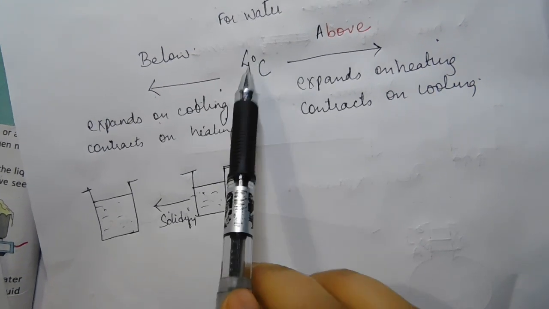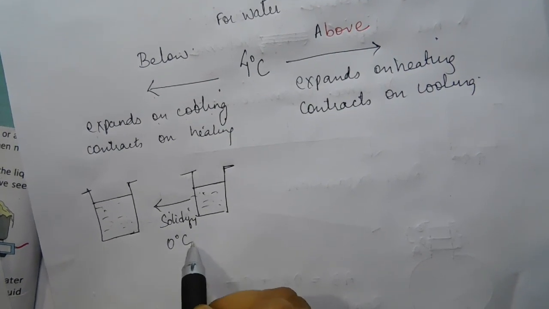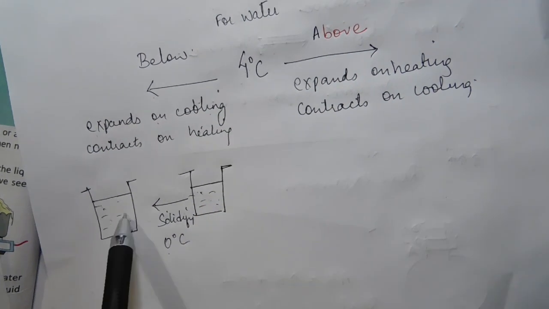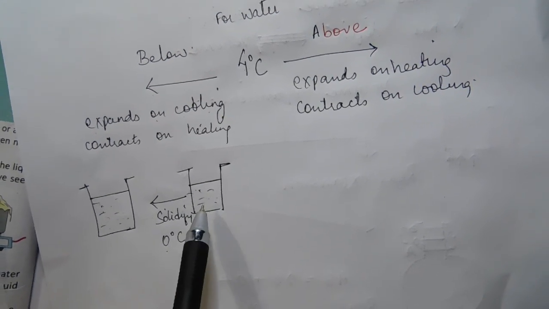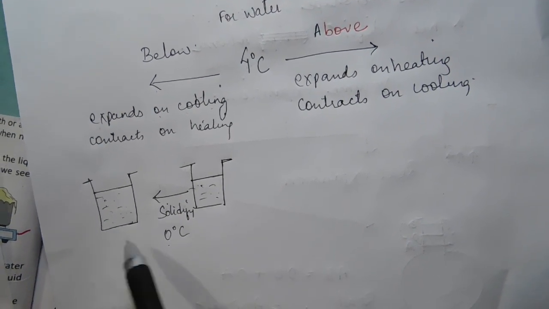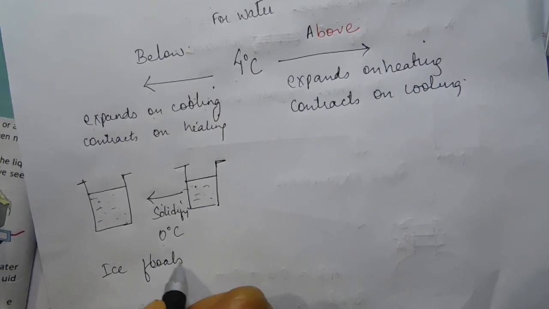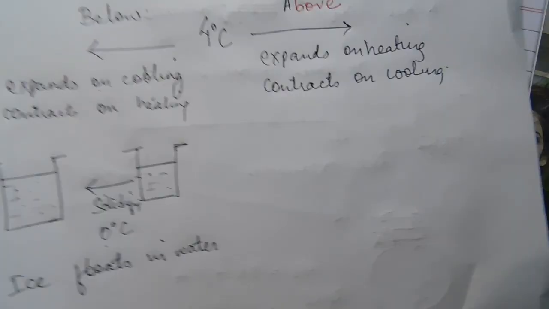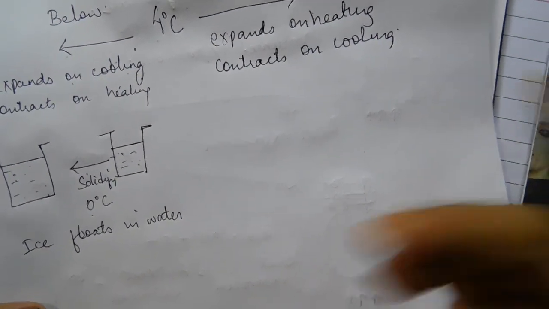We have seen that below 4 degrees Celsius, the water expands on cooling. At 0 degrees Celsius, this is the freezing point of ice. That is below 4 degrees Celsius, it is expanding. That is why the volume of ice is greater than water. And since the volume is greater, its density will be less. That is why ice floats in water. It can be explained by this property. Another thing is the aquatic plants and animals can survive in the cold region because of this property.